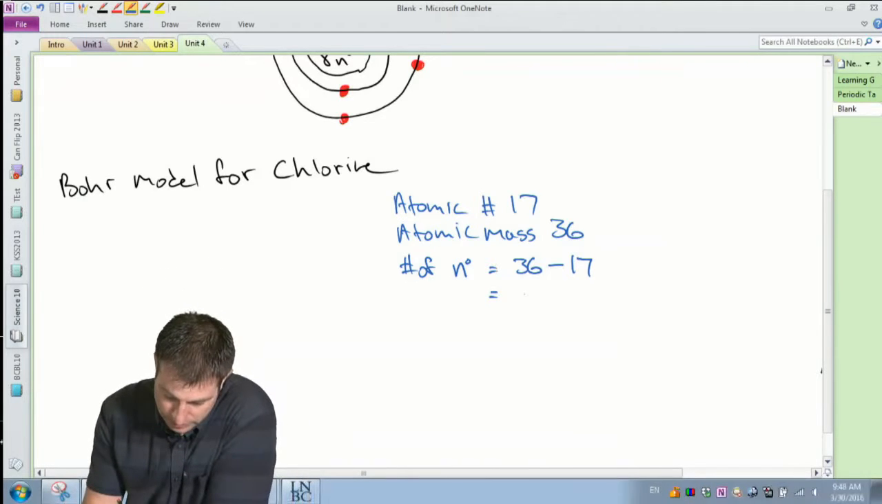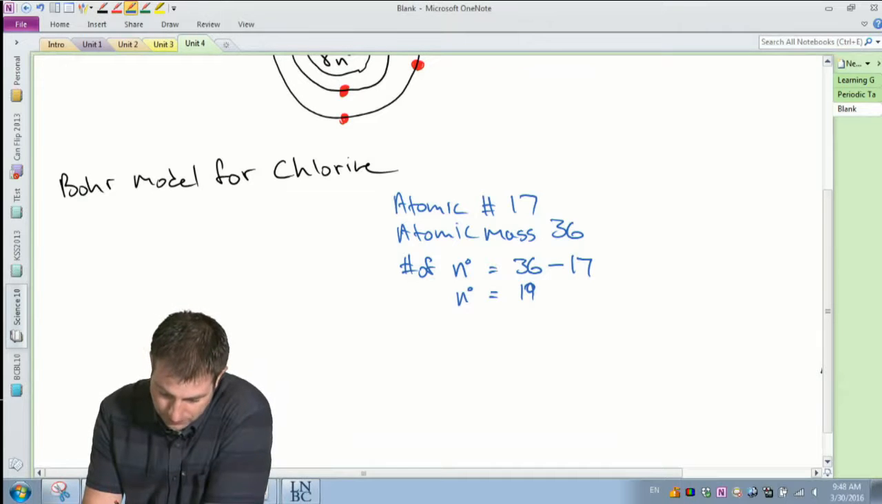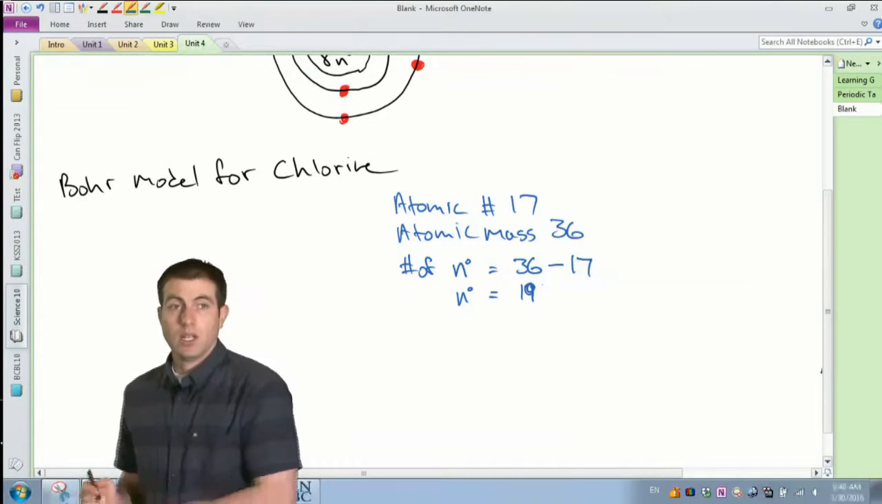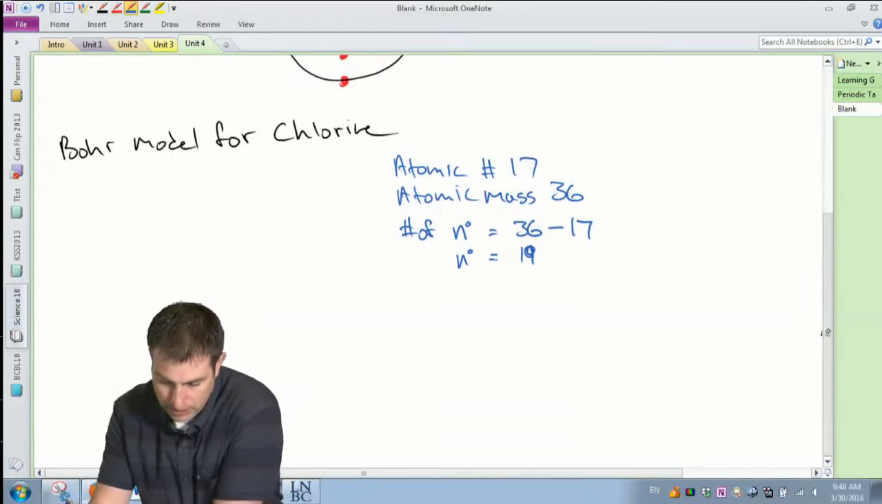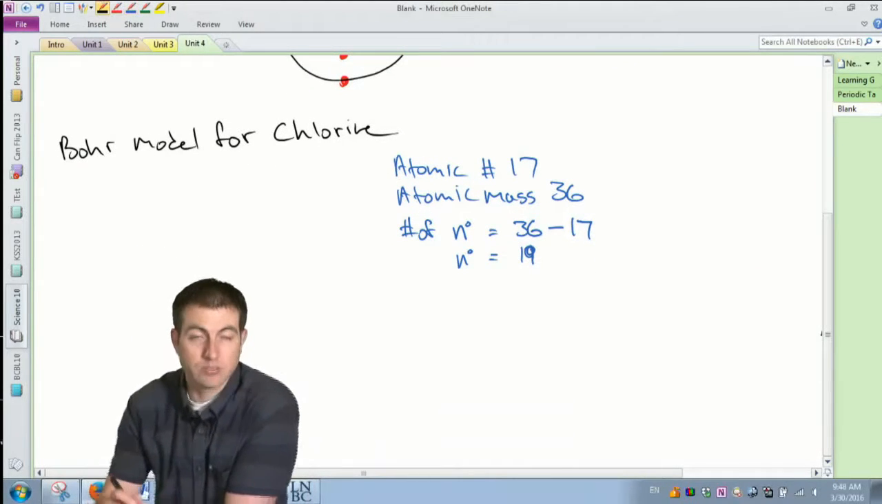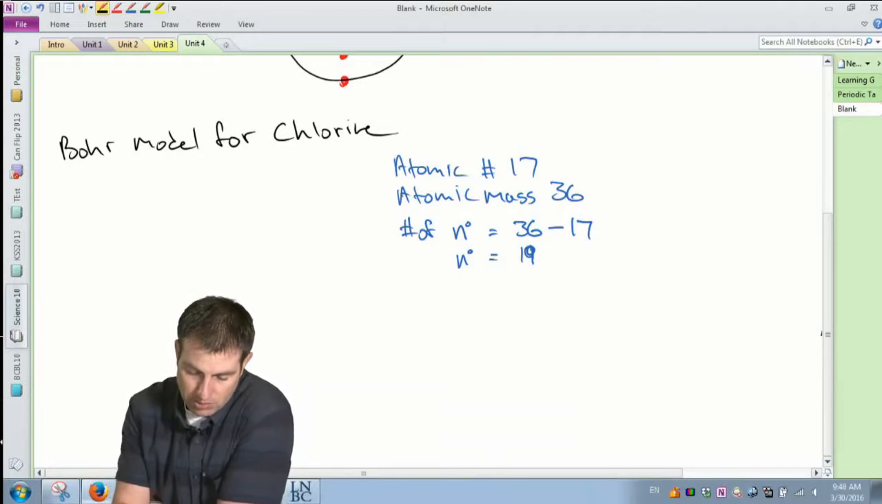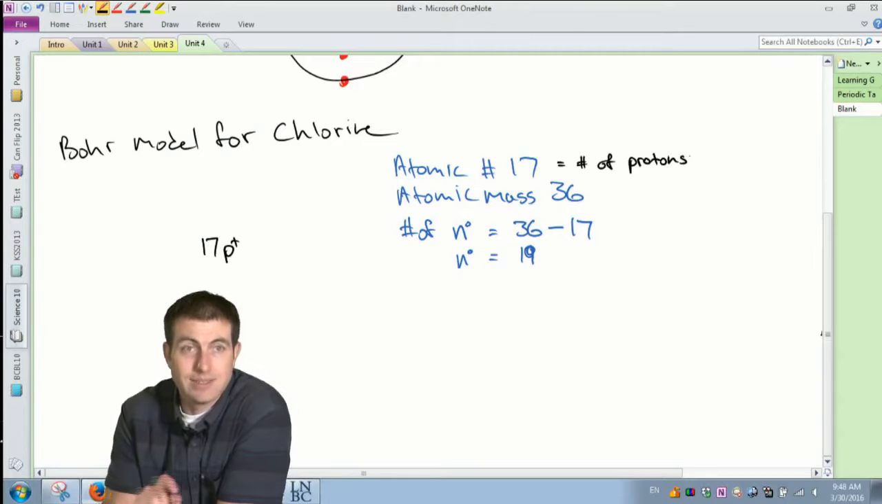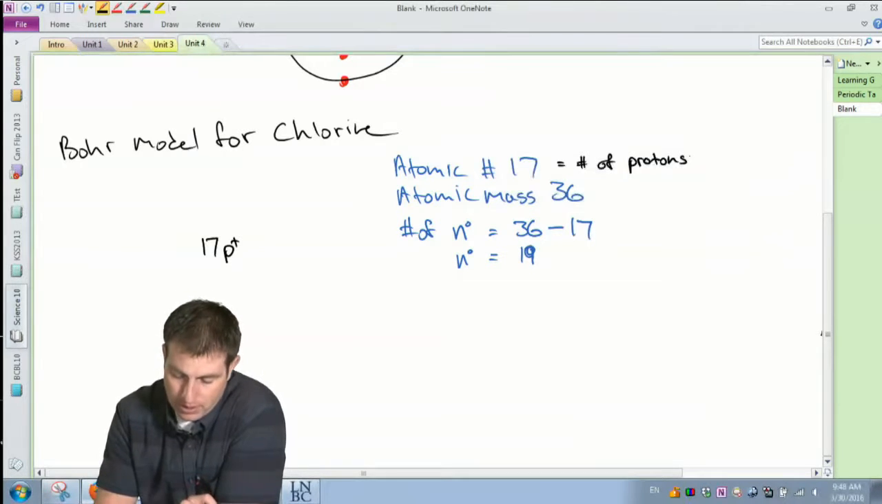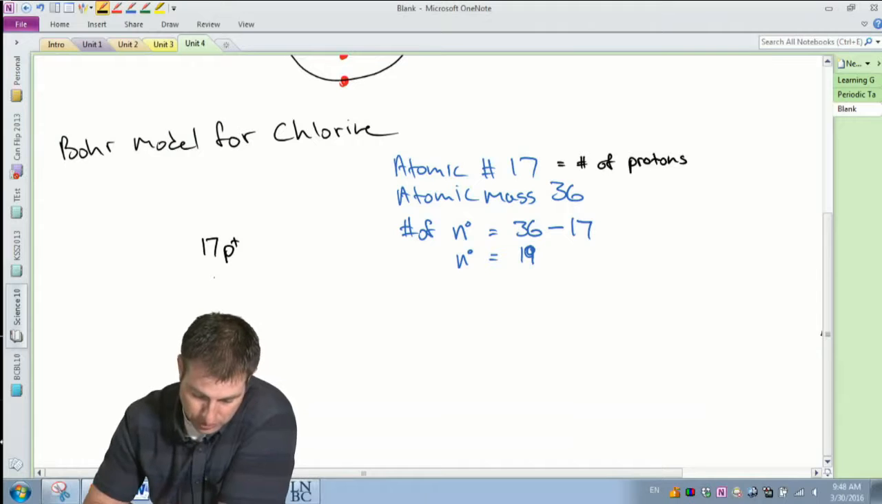So 36 minus 17 gives us 19. So the number of neutrons is 19. All right. Good. A lot of mental math happening here. I like it. So when we draw our Bohr model, we're going to start with the nucleus. Now the atomic number is 17, so that means there's 17 protons. Remember, the atomic number and the number of protons is the same thing. All right, in the middle we also put the number of neutrons.